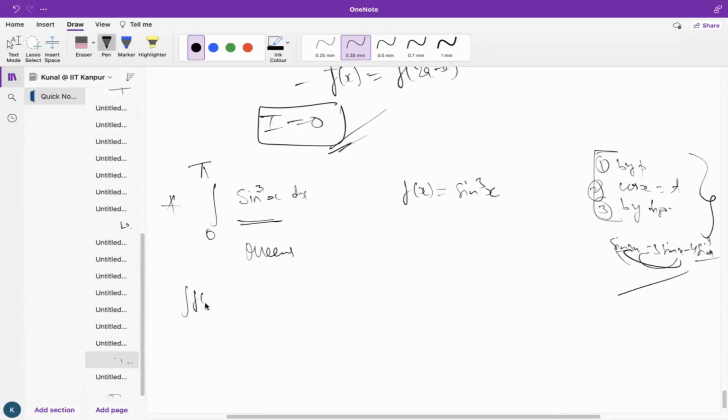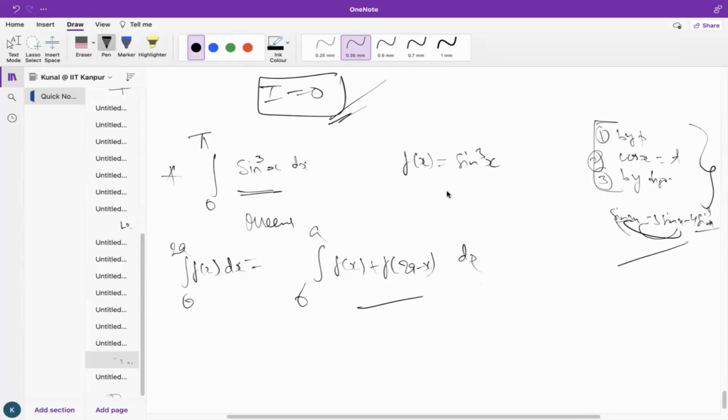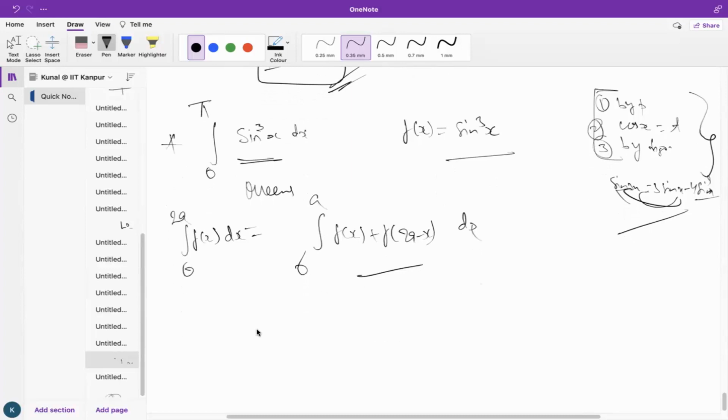So we know that the integral of f(x) dx from 0 to 2a is equal to the integral from 0 to a of f(x) plus f(2a minus x) dx. Let's try to implement it. Our f(x) is sin cube x. So we can write it as 0 to pi by 2, half of this 2a, so half of pi is pi by 2.